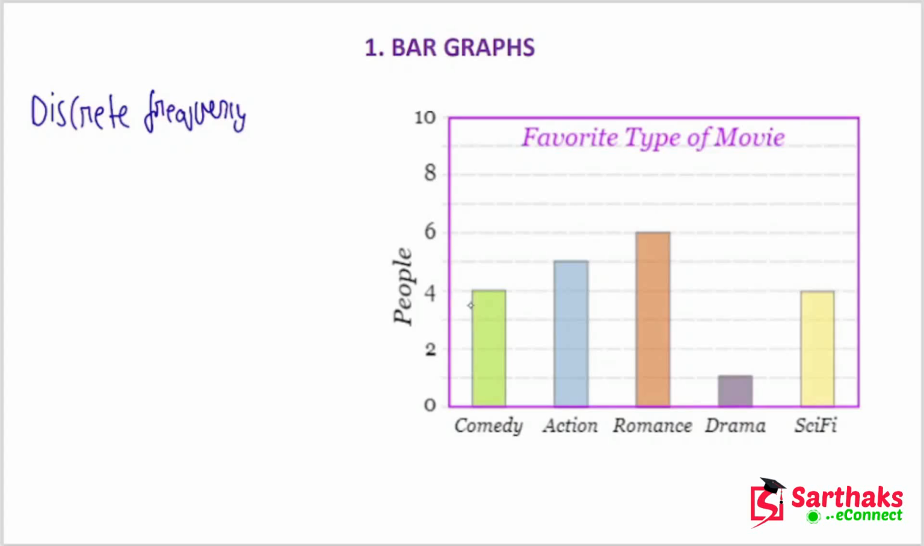Since 4 people like comedy movies, its height is 4 units. For romance it is 6. For drama it becomes only 1. For sci-fi, that is science fiction movies, it becomes 4. So you can clearly see the bar graph.